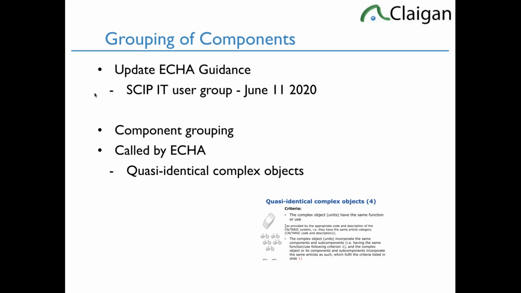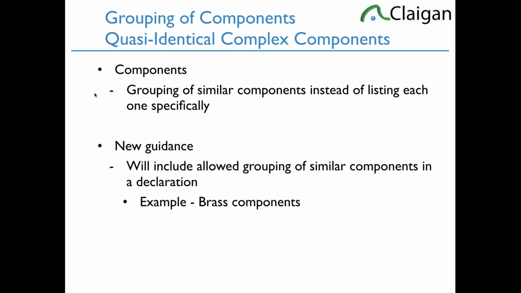So one of the things they talk about is quasi-identical complex objects, which we've been calling component or product grouping for months. And it's the way we do it. The idea of grouping similar products or similar components into a single listing instead of listing every single one separately. And so they talk about it. One of the good examples, they use bolts and O-rings, and those are wonderful examples.